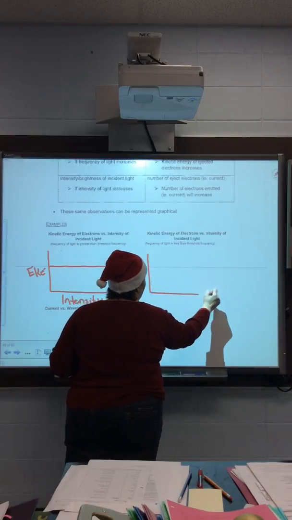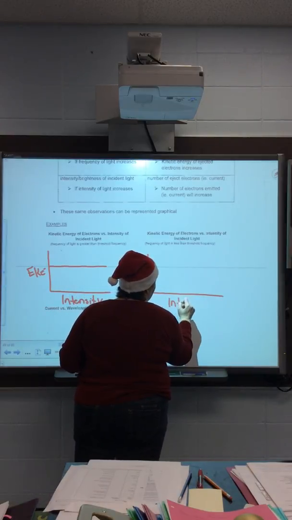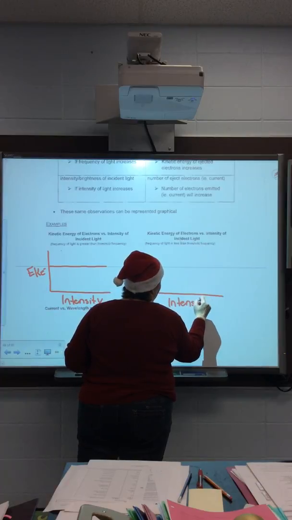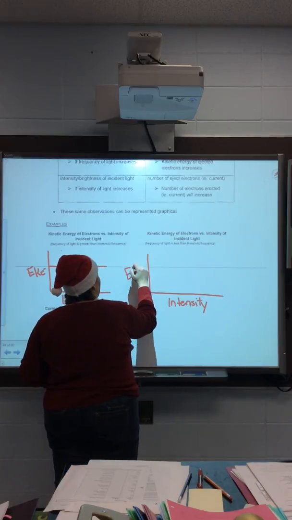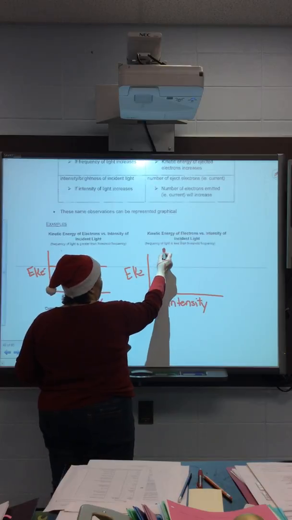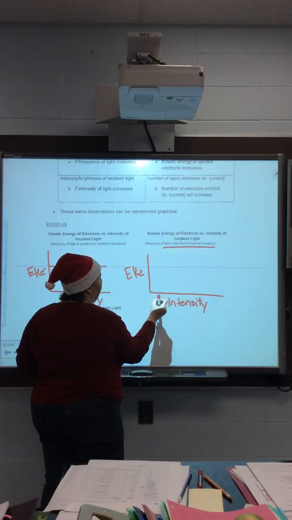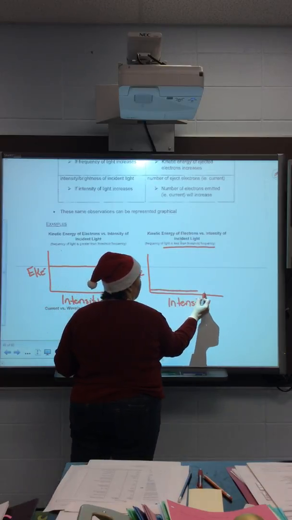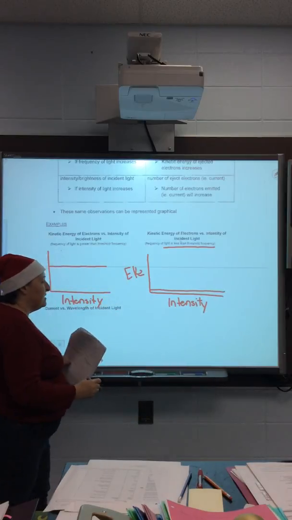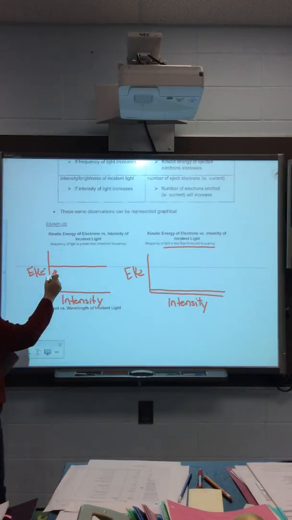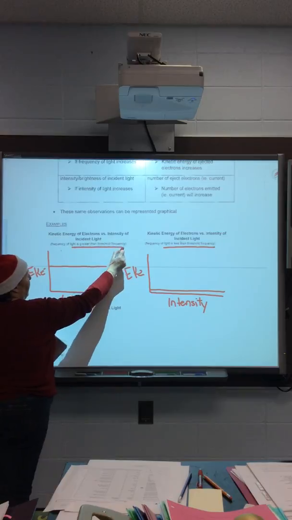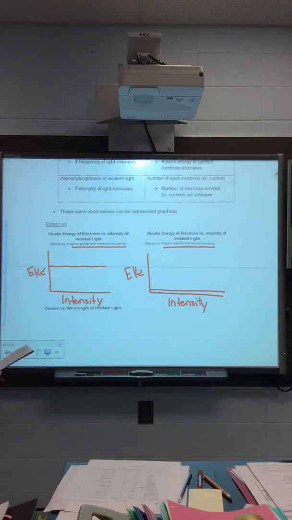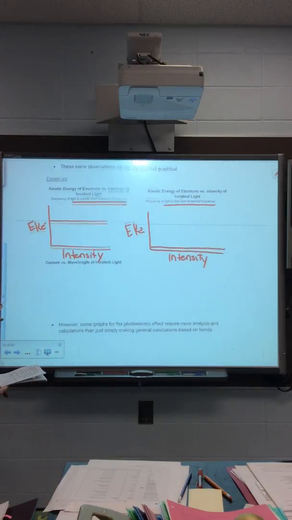If we're looking at intensity versus the kinetic energy of the electron, where the light is less than the threshold frequency, we won't see those electrons come up off the plate. So the frequency has to be greater than the threshold frequency for us to see the electrons move.